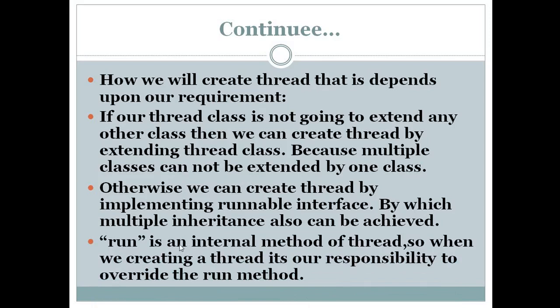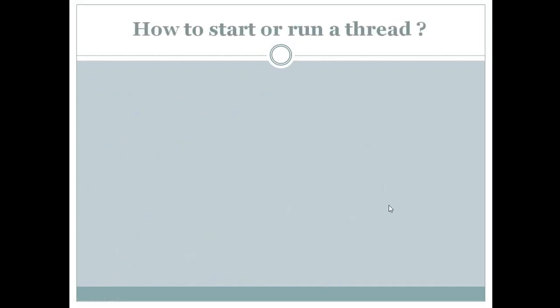Run is an internal method of Thread. When we create a thread, it's our responsibility to override the run method, because in the Thread class there is an internal method called run. When we start a thread, the run method automatically executes.